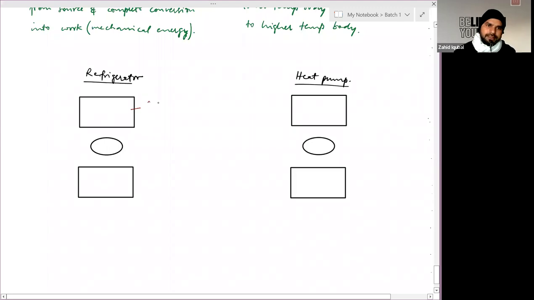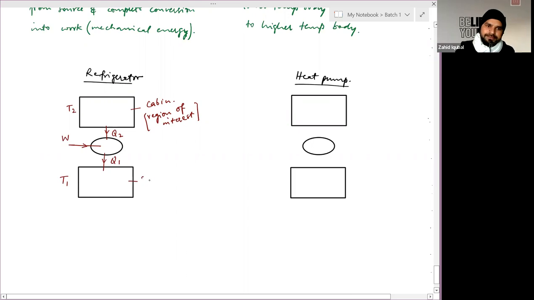This is the cabin or compartment of the fridge. So this is the region of interest. It extracts Q2, a small amount of heat, from this particular cabin, which is at low temperature T2. By adding work from the compressor, it ejects Q1 amount of energy into the surrounding, which is at higher temperature.